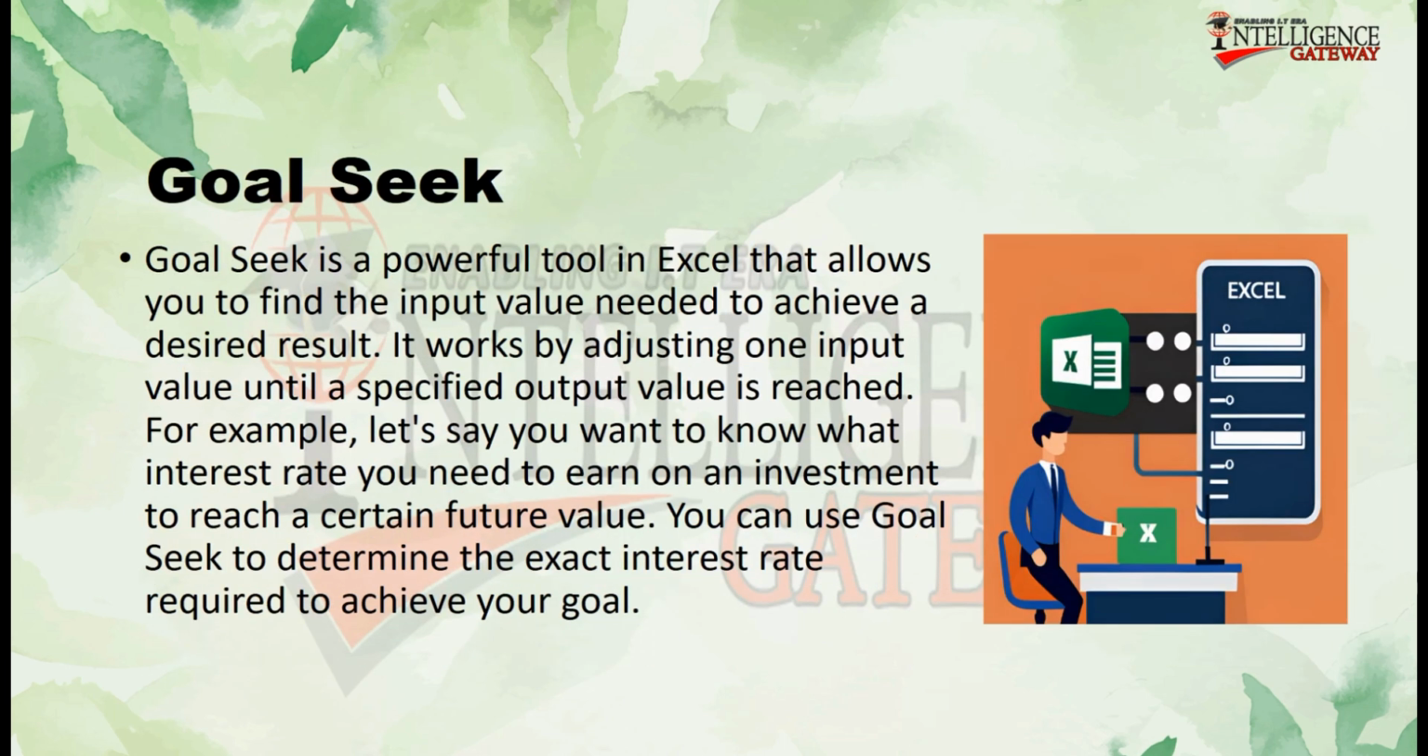Goal Seek. Goal Seek is a powerful tool in Excel that allows you to find the input value needed to achieve a desired result. It works by adjusting one input value until a specified output value is reached. For example, let's say you want to know what interest rate you need to earn on an investment to reach a certain future value. You can use Goal Seek to determine the exact interest rate required to achieve your goal.